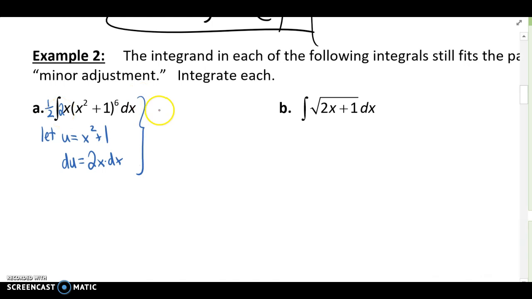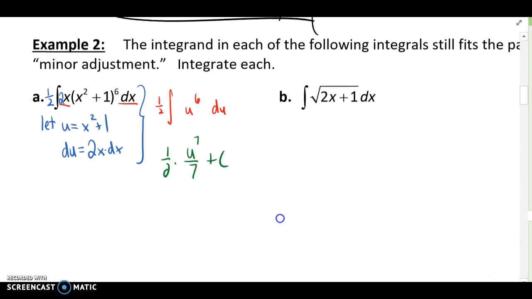Now bringing this together, we have 1/2 integral of, and this 2x dx, we can plug du in for that. And for the x squared plus 1 to the 6th, well, since we let u be equal to that, that would be u to the 6th on the inside. Now we'll integrate. U to the 6th becomes u to the 7th, divided by 7. We have the 1/2 out in front because it was already there, plus our constant.